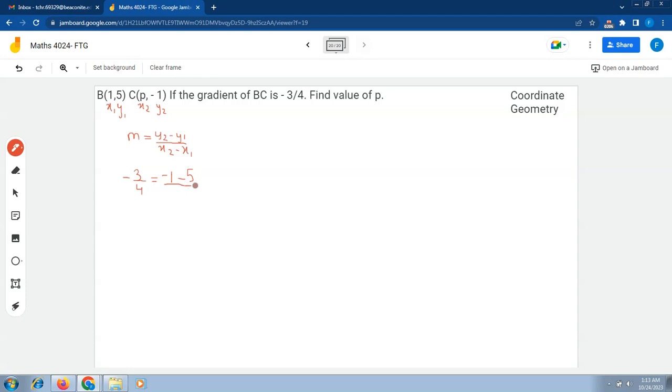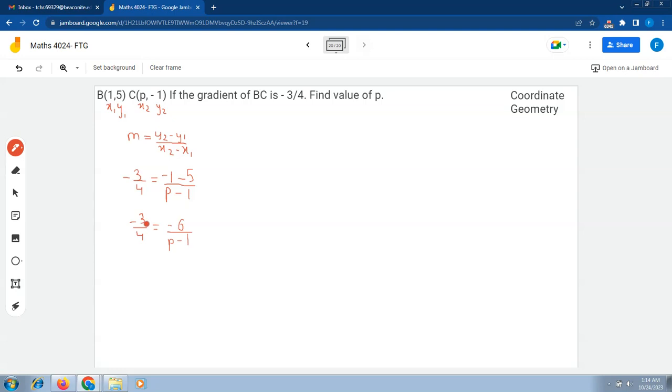Whole divided by x2 minus x1. What is the value of x2? The value of x2 is p. So I will write p in place of x2. Again, this negative sign comes from the formula. And now I will see what is the value of x1. The value of x1 is 1. So let's move on with the simplification. This is minus 3 upon 4, and this will be equals to minus 1 and minus 5 will give me minus 6, and then I cannot subtract p from 1, so this will remain as p minus 1.